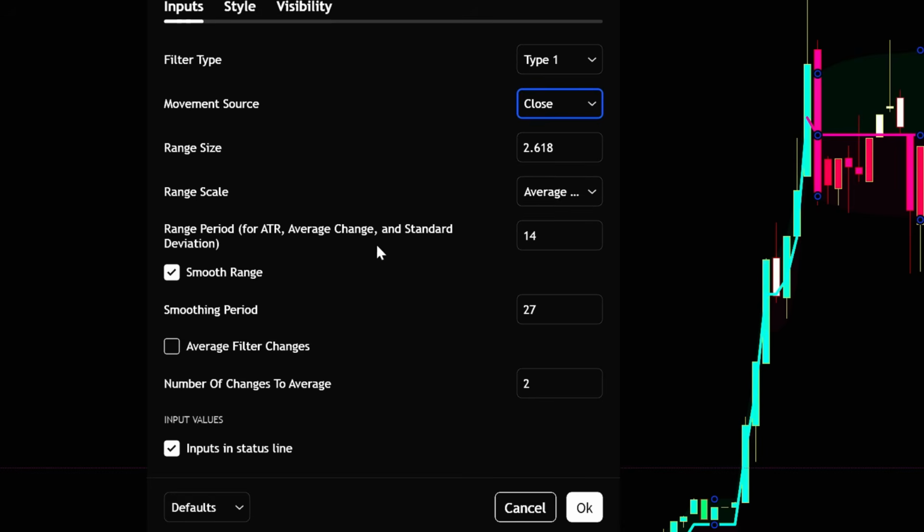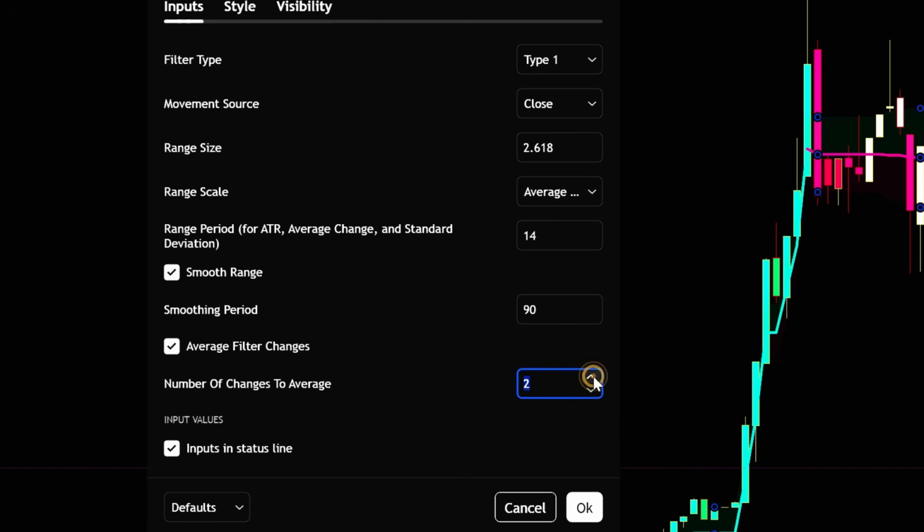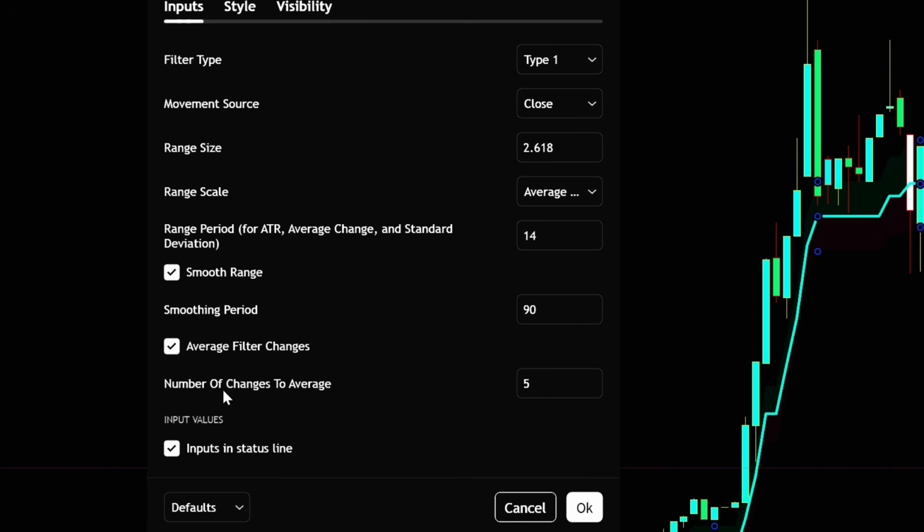Now this next one's a big one. Find the smoothing period and crank that all the way up to 90. After that, just make sure average filter changes is checked on. And for the last step, change the number of changes to average to 5. And you're all set. That's all the changes we need to make for the range filter.